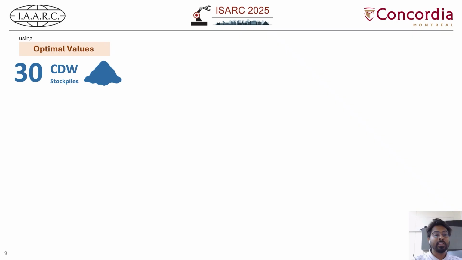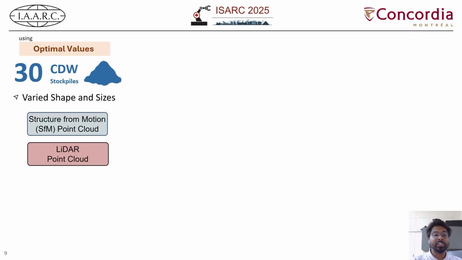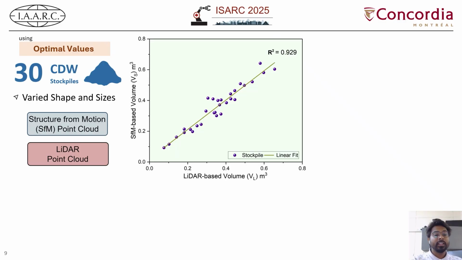Utilizing all these optimal values, we have constructed 30 different C&D waste stockpiles having varied shapes and sizes, and we have captured both the structure from motion point cloud and LiDAR point cloud. Eventually, when we plotted them, we got an R-square value of about 0.929, having a LiDAR based point cloud volume compared with the SfM based point cloud.